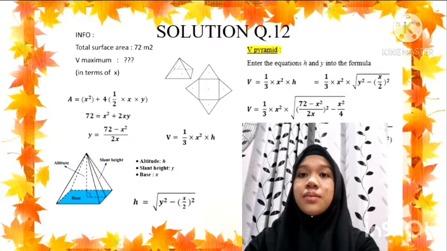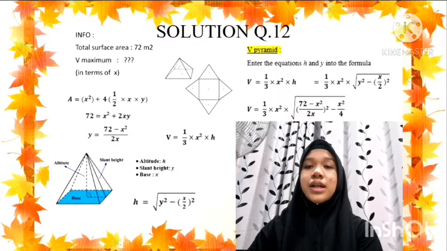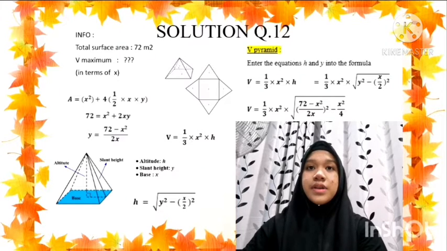Jadi, apa yang kita kena buat? Kita kena masukkan H tu. Macam mana? So, H lah jadi kepala kita. Jadi bila kita gunakan teorem Pythagoras, kita dapatlah nilai H sama dengan punca kuasa y kuasa 2 tolak dengan x/2 kuasa 2. Nilai ni kita gantikan, kita masukkan dalam formula volume kita tadi. Bila kita dah masukkan, kita dapatlah V sama dengan 1/3 darab x kuasa 2 darab dengan punca kuasa y kuasa 2 tolak x/2 kuasa 2.